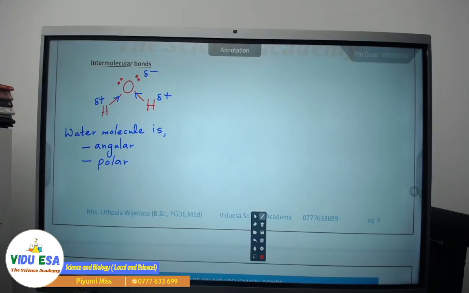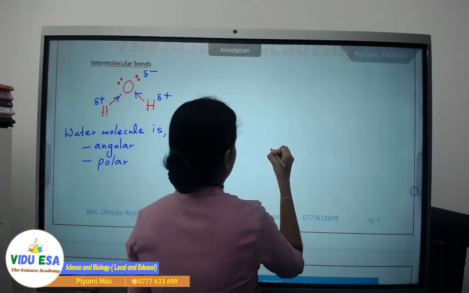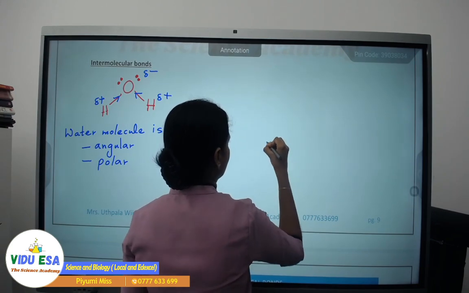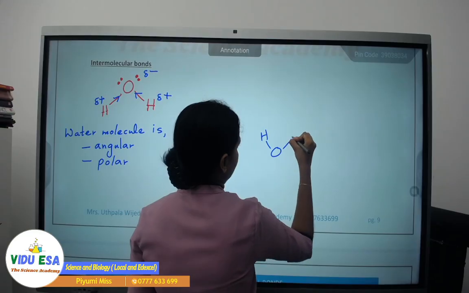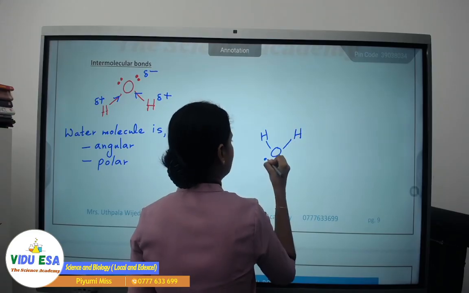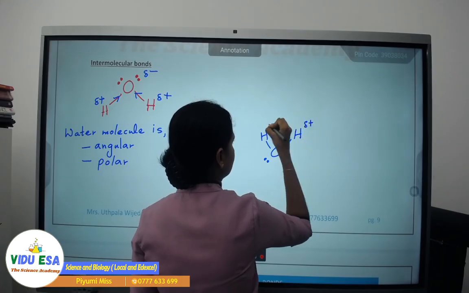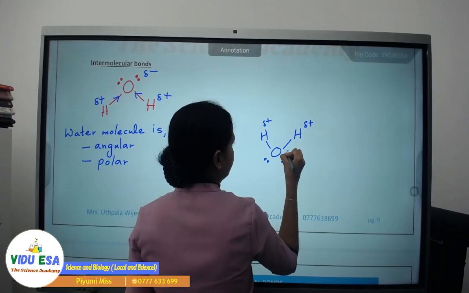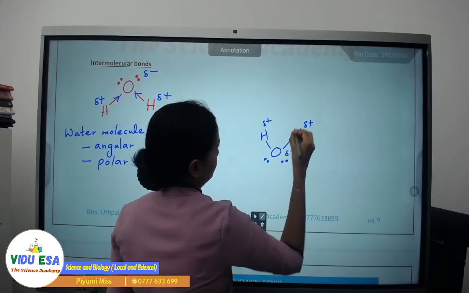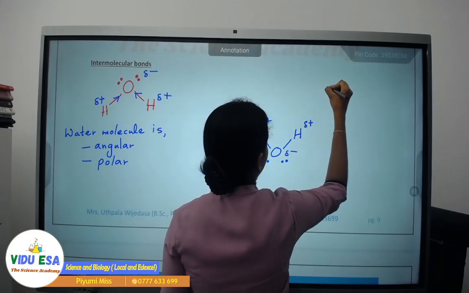So what are those intermolecular bonds? If we consider a few water molecules, one water molecule here, with the 2 lone pairs. So this is delta plus, delta minus. Then another water molecule here.